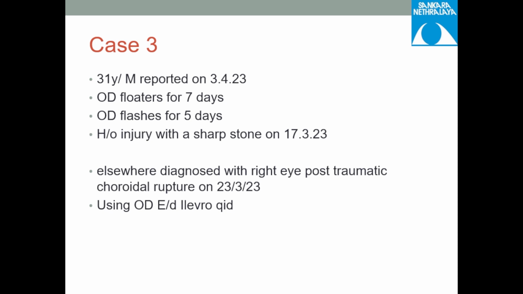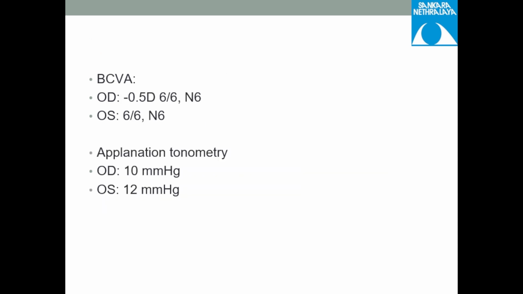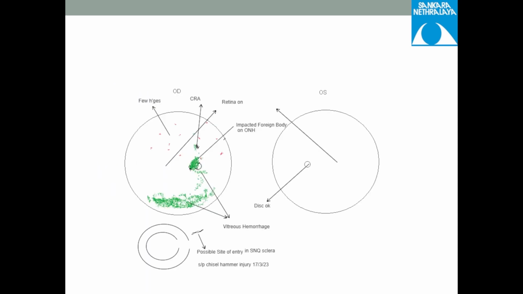Then a 31-year-old male reported with right eye complaints of floaters and flashes, and a history of sharp stone injury about 1 month back. Elsewhere, he was diagnosed with right eye post-traumatic choroidal rupture and was started on eye drop Ilevro. He came to us with a best corrected visual acuity of 6/6 in both eyes and an IOP of 10 and 12 respectively, in the right and left eyes.